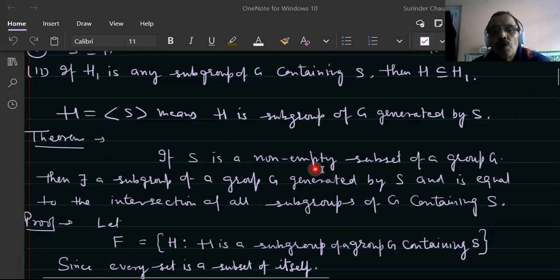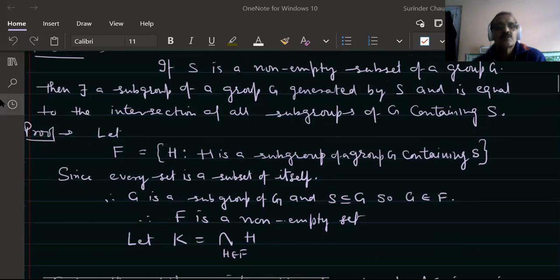If S is a non-empty subset of a group G, then there exists a subgroup of G generated by S, and it is equal to the intersection of all subgroups of G containing S. What is here? If S is a non-empty subset of a group G, then there exists a subgroup of G generated by S and it is equal to the intersection of all subgroups of G containing S.